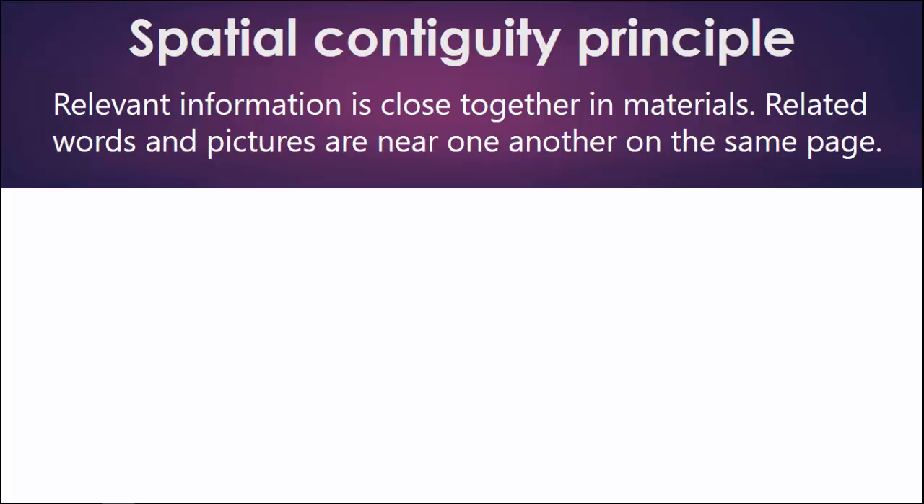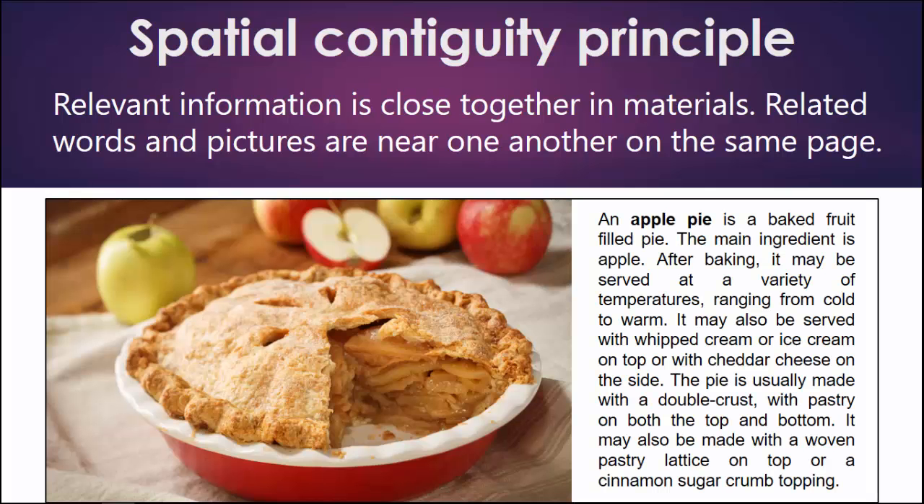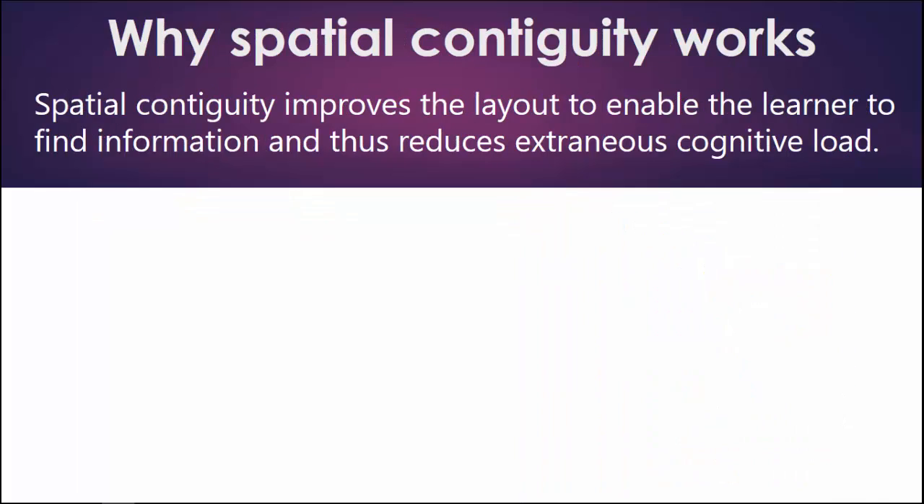Let's look at an example. Here, there's an excerpt about apple pie, and the picture is right with it. So it's very clear what we're talking about, and you don't have to go searching for the illustration. Now, why does spatial contiguity work? Well, basically, this principle, when it's applied, helps learners find relevant information quickly. It focuses their attention in the right direction.